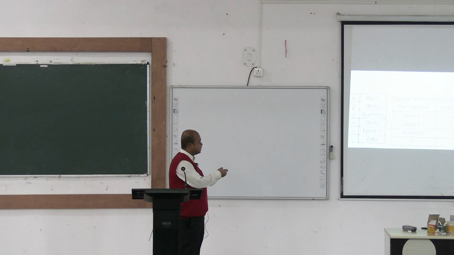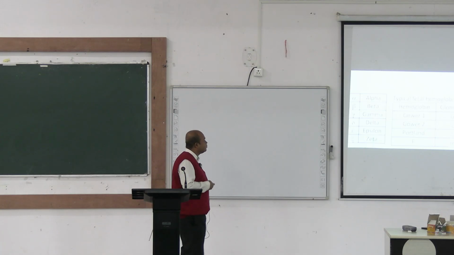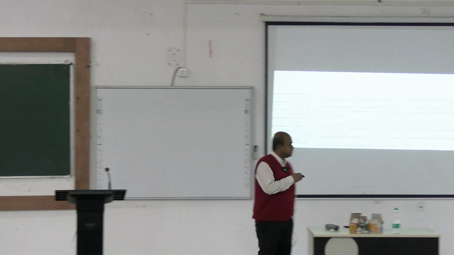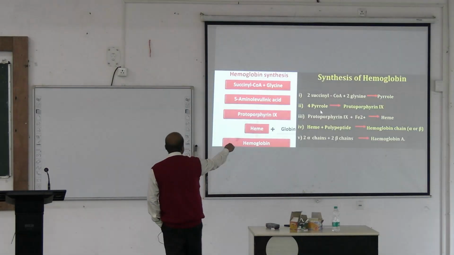Especially in the MCQs, either the sign may be given or the name may be given, so you have to identify it. So alpha, beta, gamma, delta, the Greek letters, epsilon and zeta, these are the types.